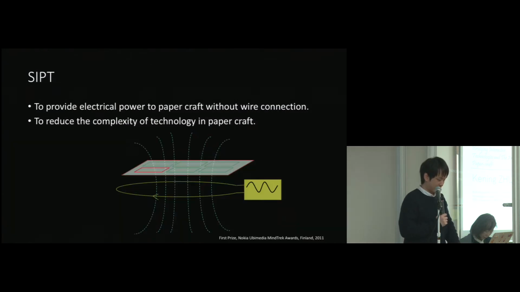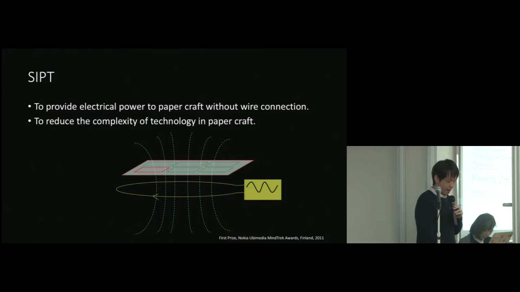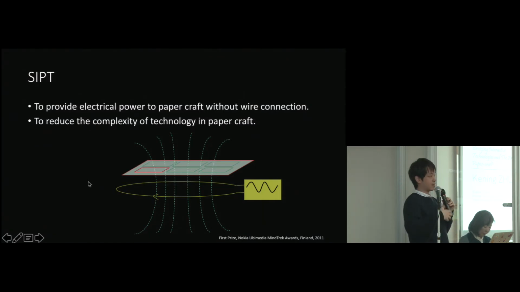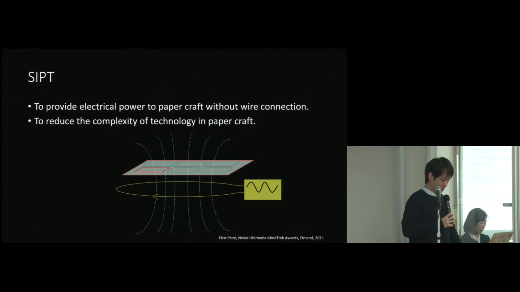So I developed this technology called Selective Inductive Power Transmission, short term is SIPT, to provide electronic powers to paper craft without any wire connection. I don't want to connect any wire to the paper. So I use this inductive technology, and most of the inductive technology is one-to-one. And I modified it a bit, allowing the computer to control the frequency of the magnetic field. In different frequencies, different antennas can be activated so as to transfer the power to different parts of the paper to activate different behavior of the paper craft.